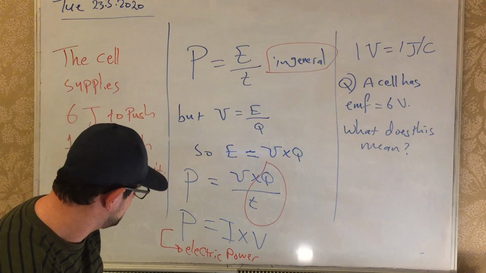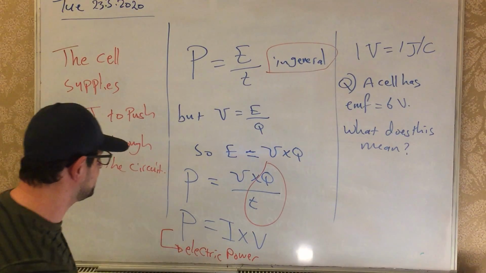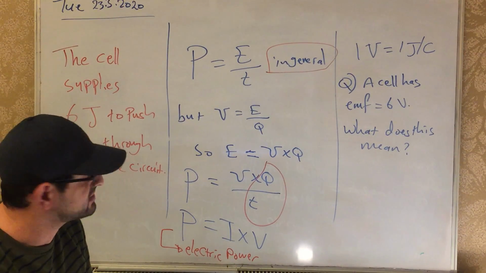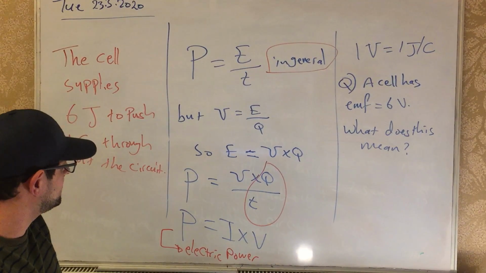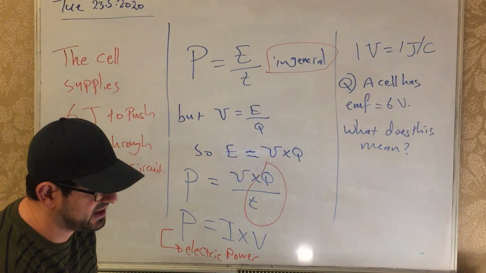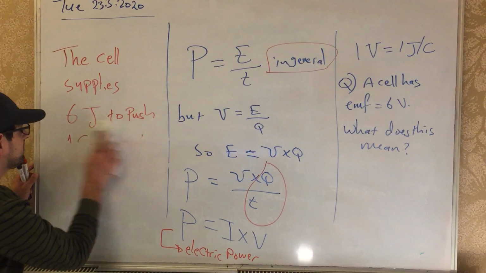Okay. So power equals current times voltage. This is quickly how it works. If I ask you to find the power, you do this.